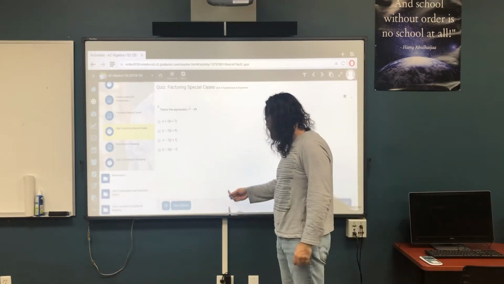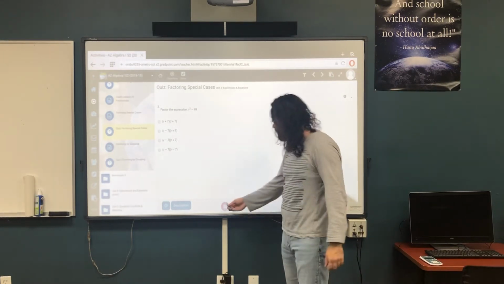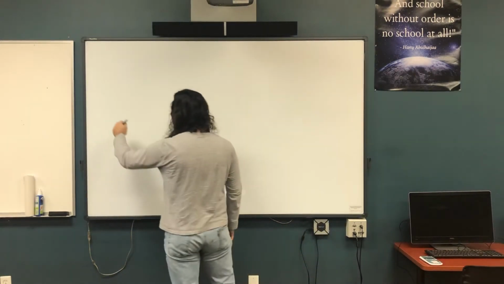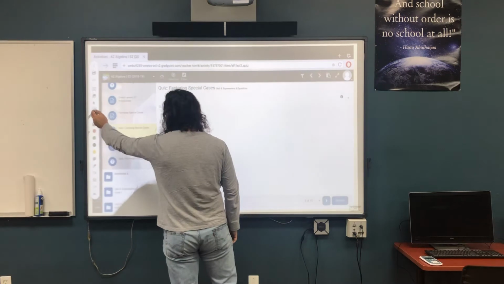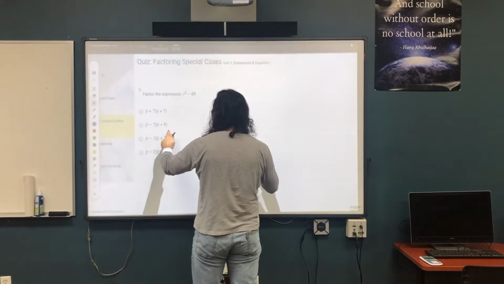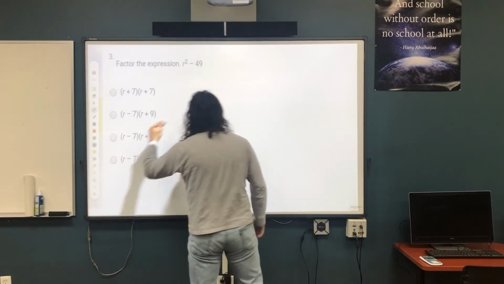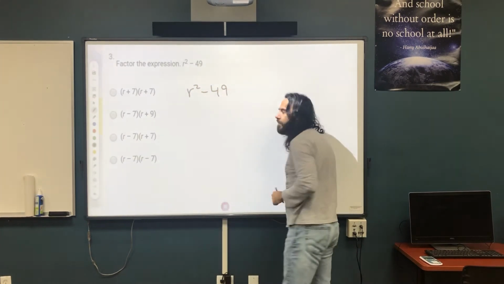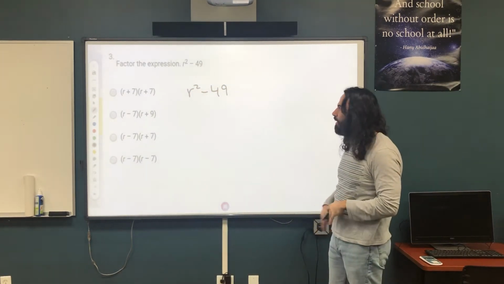Like this one. This one is also an easy one. We have r squared minus 49. The same thing, guys. The same thing.